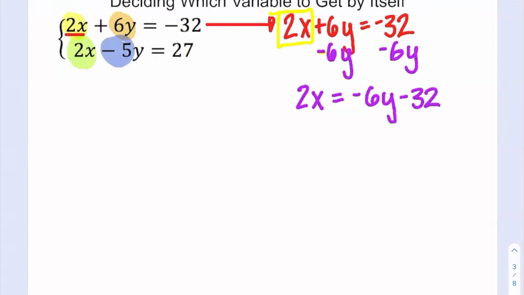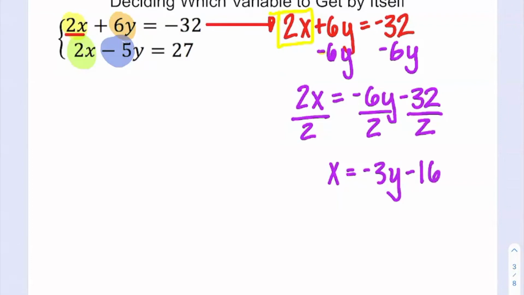If you're having difficulty with rearranging these, please let us know. We talked about in chapter 1 how critical it was for you to know how to solve equations, and this is why. Lots of equation solving when solving for systems. x is equal to negative 6 divided by 2, negative 3y. Negative 32 divided by positive 2 is negative 16.